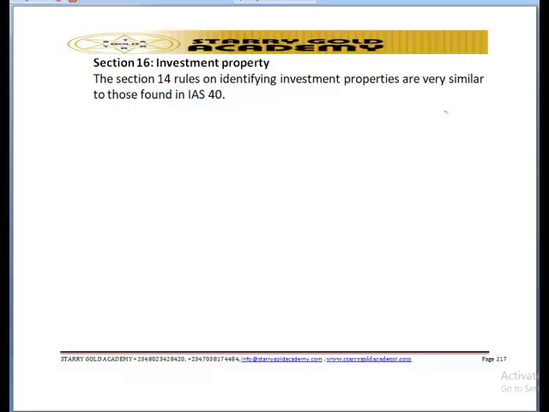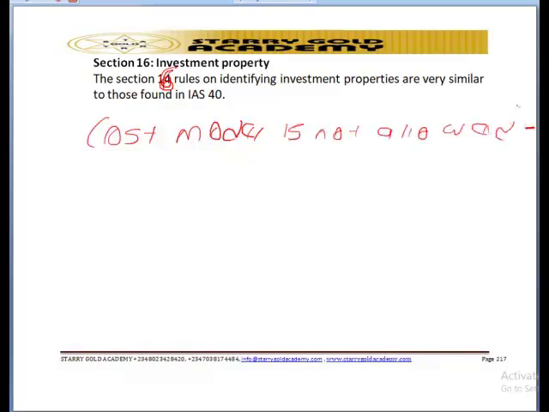That fair value, cost model. So moving this is not allowed. Of course, there should be exceptions to this, isn't it? Unless the only way you can use cost models is when fair value cannot be measured reliably without undue cost or effort. So that is when you have to state reasons for this.